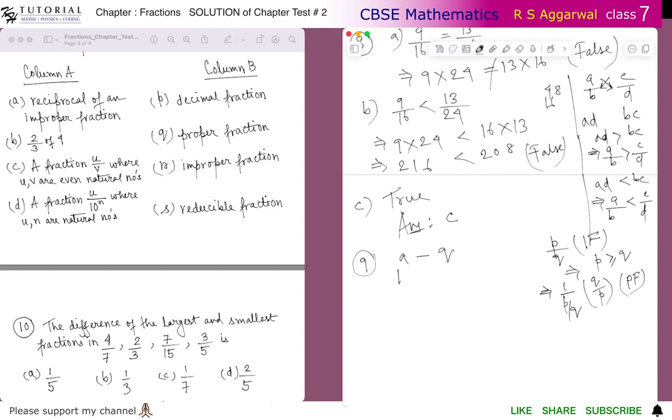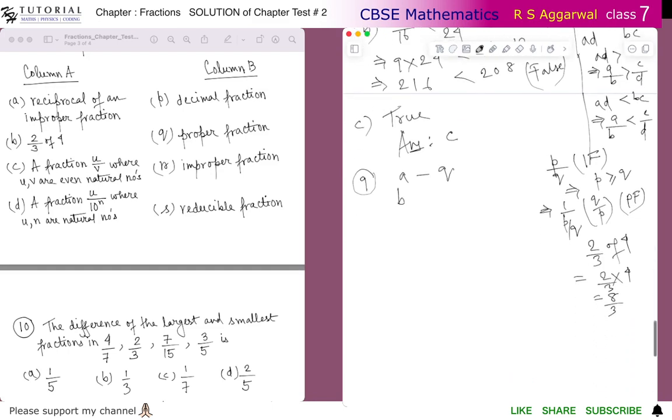Now B, what is B? 2/3 of 4. 2/3 of 4 equals 2/3 into 4. This is 8 by 3. Now what can we say about 8 by 3? It's an improper fraction.